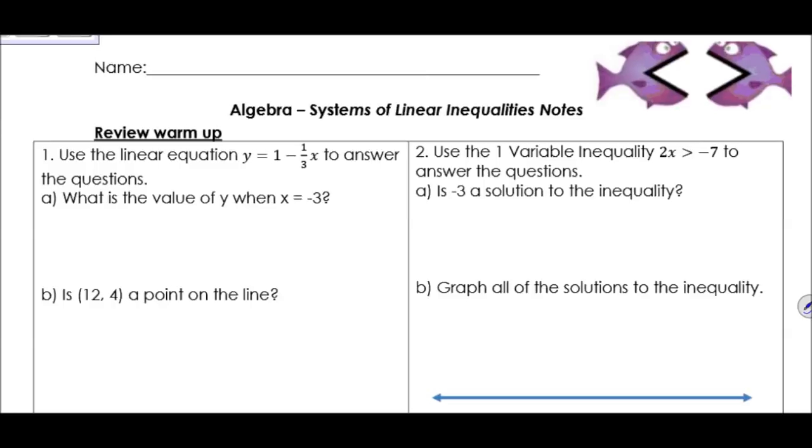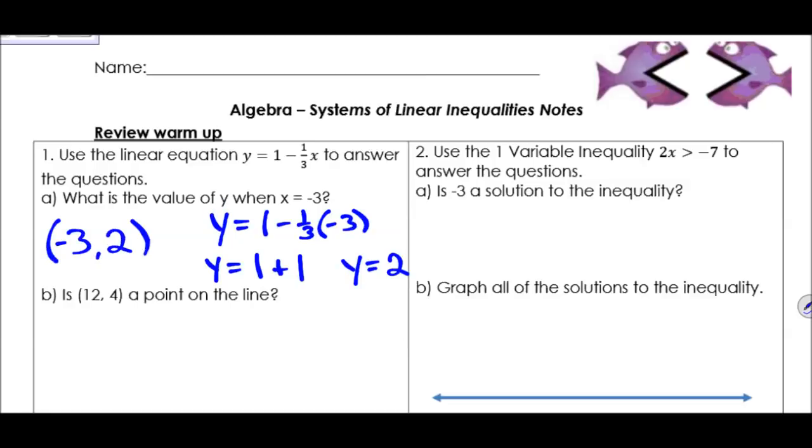The first one says, what is the value of y when x is negative 3? So we're just going to take that negative 3, plug it in for x, and figure out what y is. So y equals 1 minus 1/3 times negative 3. We're going to follow the order of operations, so we're going to multiply first, negative 1/3 times negative 3. That's just a positive 1, so we write plus 1. So y equals 2. That means we have the ordered pair negative 3, 2 on this line. So negative 3, 2 on the graph is actually hit by that line.